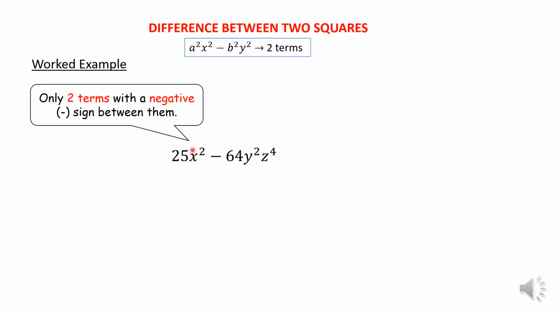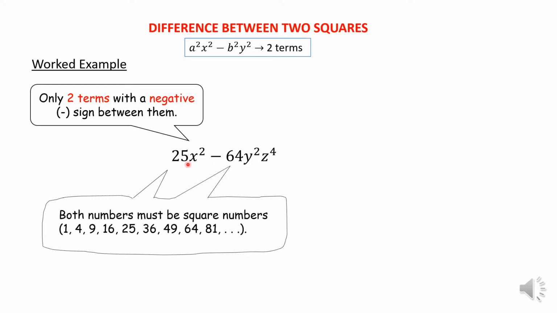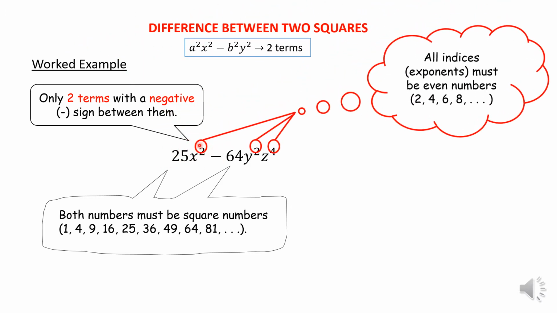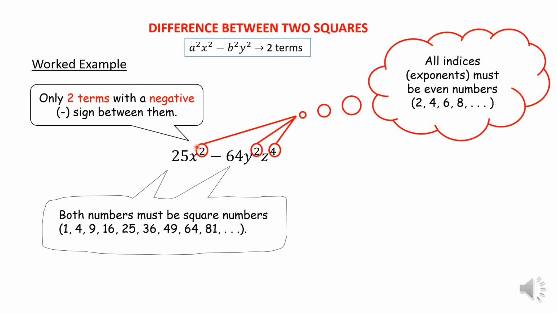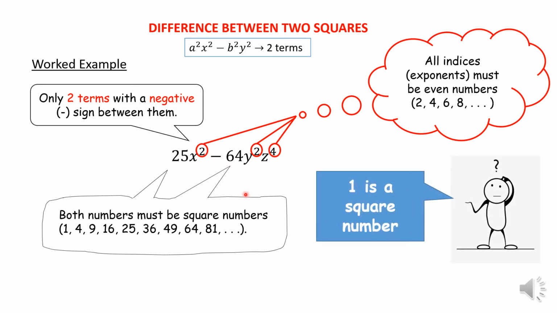The 25x squared is a term on its own, and 64y squared z to the fourth is one term on its own, and they are separated by a minus there. That's why the word difference is there. And the numbers now must be square numbers, so I'll help you remember your square numbers as well. Please remember one is a square number. Sometimes you might get one and then you forget that one is a square number. All right, and also the powers here, or the indices, the exponents, they must be even. They must be 2, 4, 6, or 8, in order for us to do this particular question.